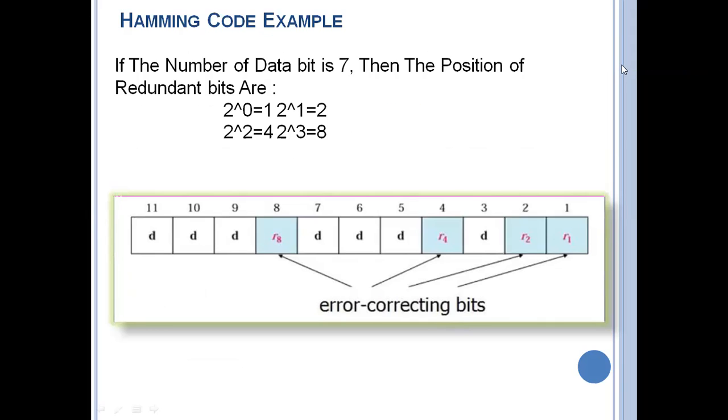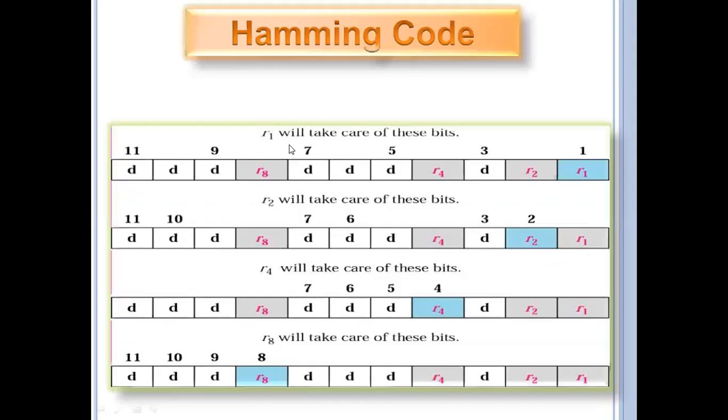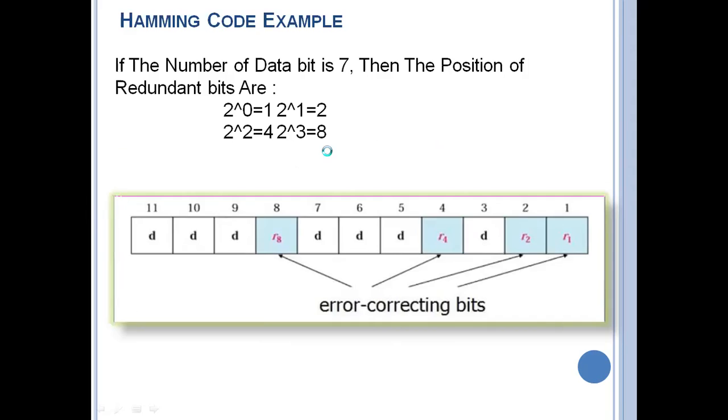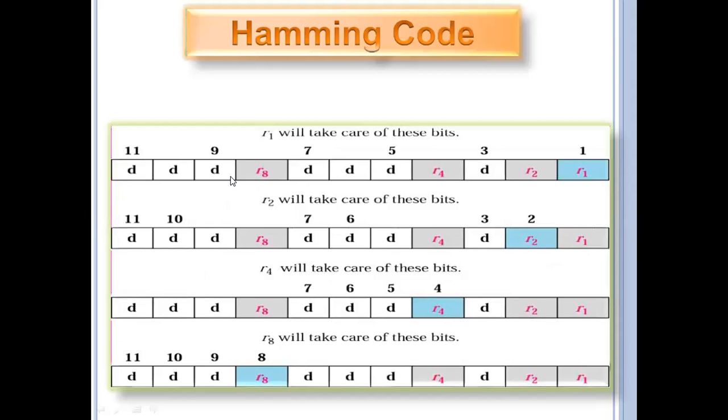Now is the example. Where do we put the redundancy? Hamming bits means redundancy bits. We put the redundancy bits at the 1st place, 2nd place, 4th place, and 8th place. So here R1 will take care of these in-between bits, R2 will take care of these bits, R4 will take care of these 3 bits, and R8 will take care of these 3 bits.